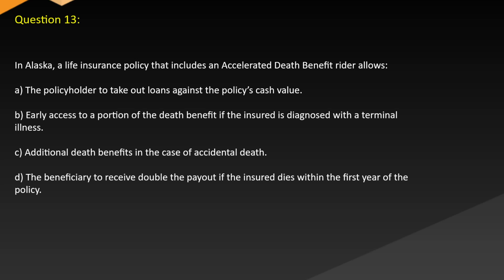Question 13. In Alaska, a life insurance policy that includes an accelerated death benefit rider allows A. the policyholder to take out loans against the policy's cash value, B. early access to a portion of the death benefit if the insured is diagnosed with a terminal illness, C. additional death benefits in the case of accidental death, D. the beneficiary to receive double the payout if the insured dies within the first year of the policy.